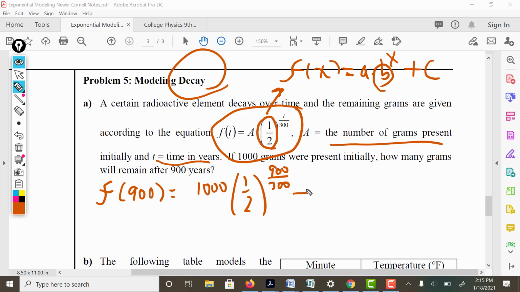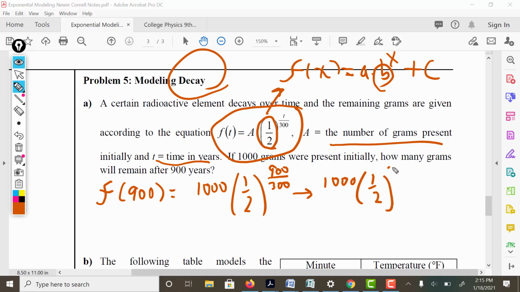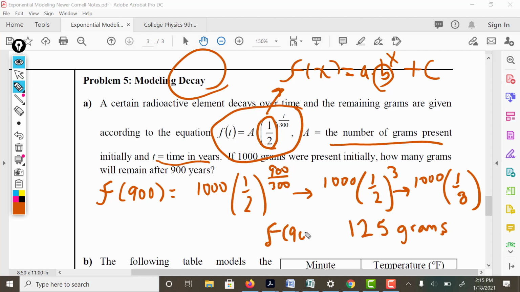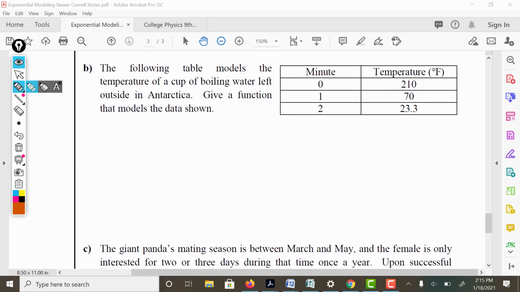So we're putting this in a calculator. For those of you that are not very good with your calculator, you need to become very good with your calculator. If we do order of operations by hand, we get this. And if I put this in the calculator or do the math, we're going to get 125 grams. This is how they find out how old things are. When they tell you they're like 1,000 years old, it's exponential modeling. Here's some data, and we'll probably end up practicing this quite a bit in class. So do bring questions.